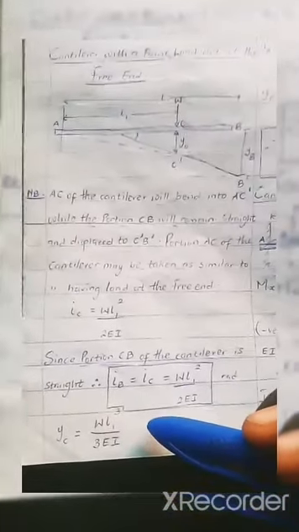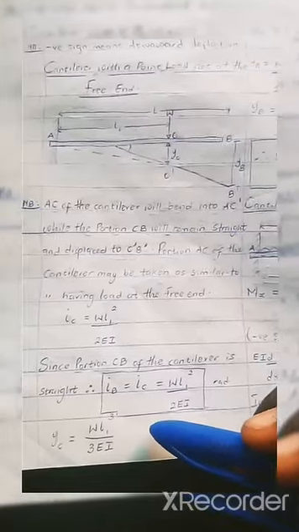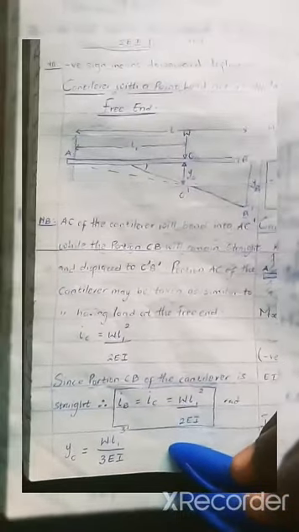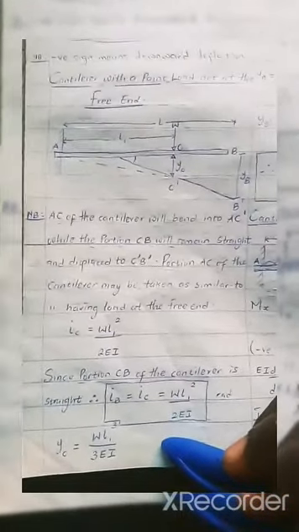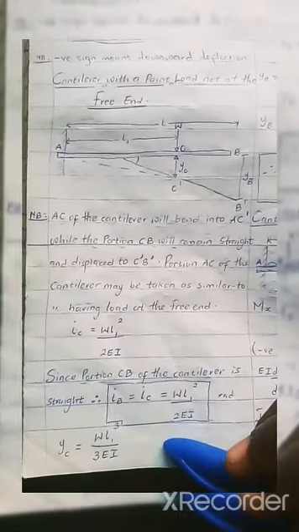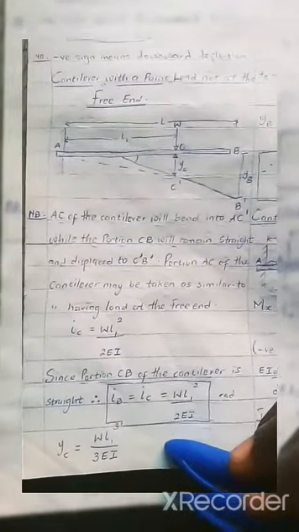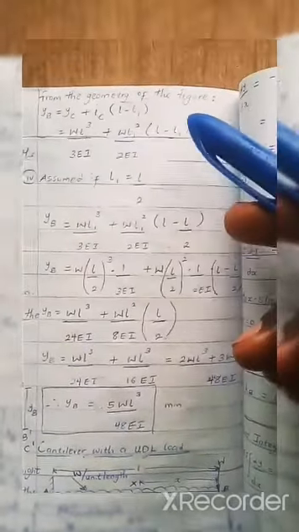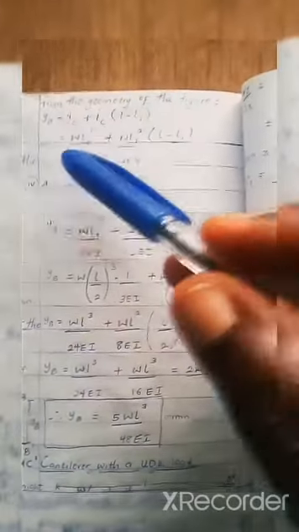The deflection that we got for cantilever with point load at the free end in our previous lecture was this: WL1 cubed over 3EI. From the geometry of the figure, I will advise you to make sure you put something down and follow the procedure on how it is being solved and explained.